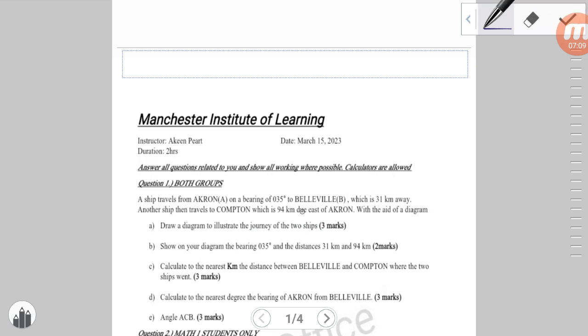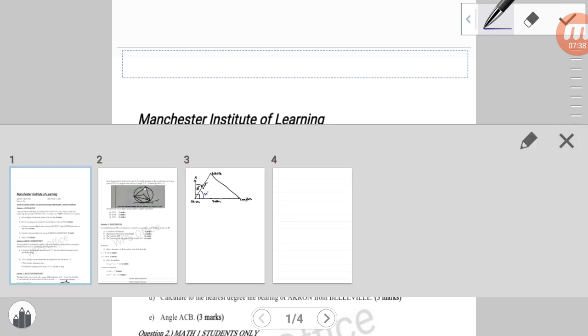And that is it. All right, 94 kilometers due east. We're going to put that on in a moment. Now it says here, show on your diagram the bearing 35 and the distance 31 and 94. So that's 5 marks just to do what we've just done there. All right, let's just move on to the next question. Calculate to the nearest kilometer the distance between Belleville and Compton where the two ships went.